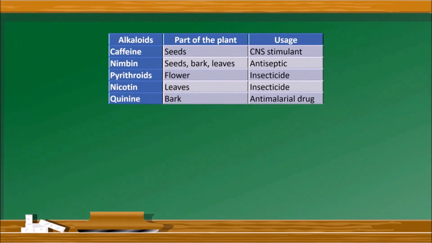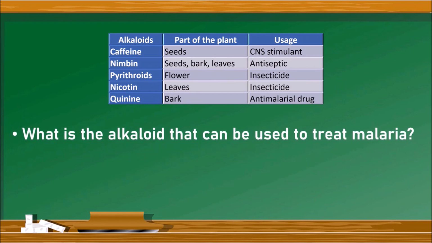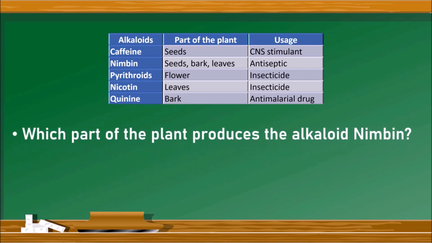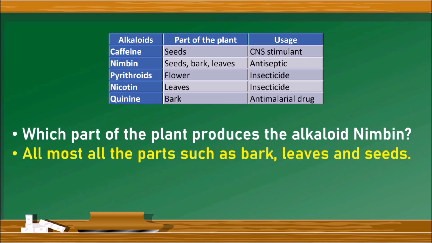The first question is, what is the alkaloid that can be used to treat malaria? In this table, the anti-malarial drug is quinine. Hence, the answer is quinine is an anti-malarial drug that can be used to treat malaria. Next question, which part of the plant produces the alkaloid nimbin? Observe the table. Nimbin is produced from seeds, bark and leaves. Almost all parts of the plant body give nimbin.